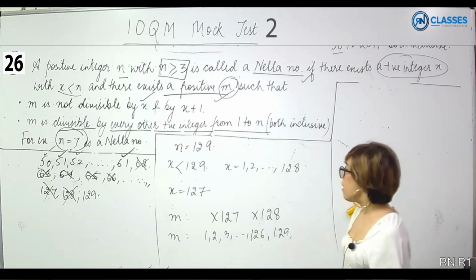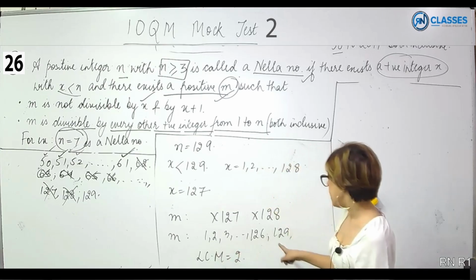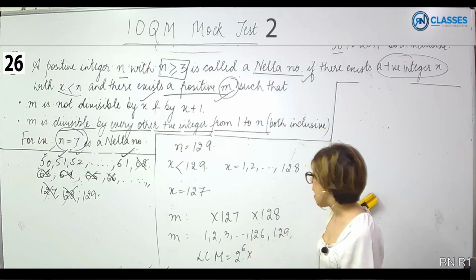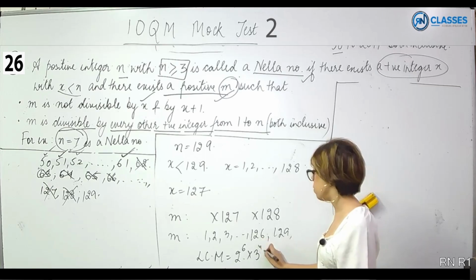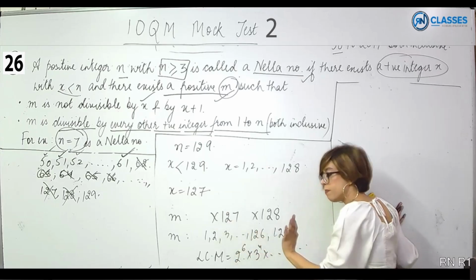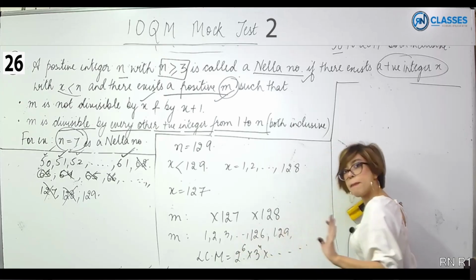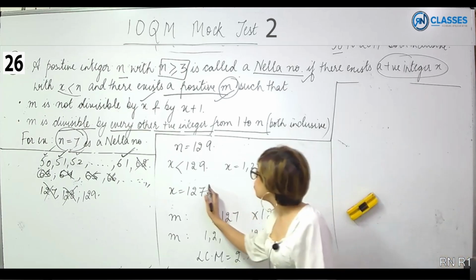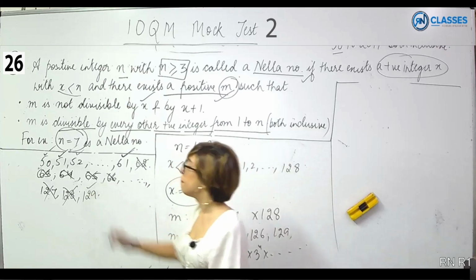Cool. Right? Now the thing is, if I write the LCM of this one, the highest power of 2 is 64. So that is 2 raised to 6. Right? That would be there. And obviously 3 raised to 4, it would be 81, right? Yeah, 81, into something. This number is definitely not divisible by 127. And this number is not divisible by 128. Why? 2 raised to 7, 2 raised to 6. Right? Okay. That means I got x equal to 127, which is making 129 a Nana number.